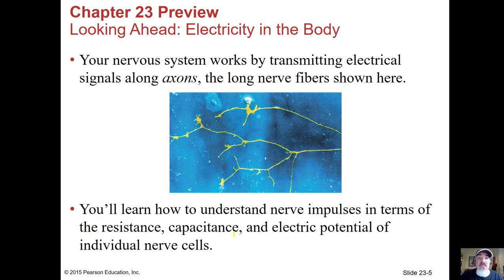If you're in biology or interested in biology, your nervous system works sort of like circuitry, if you think about it. Electrical signals are transmitted along axons, which are nerve fibers. You'll learn how to understand nerve impulses in terms of resistance, capacitance, and electrical potential, such as electrical potential across cell membranes, things like this.